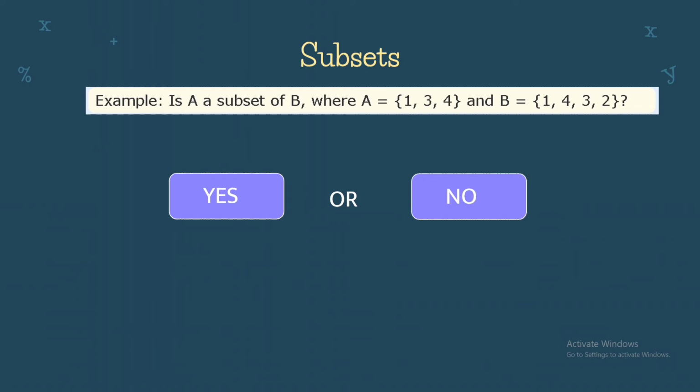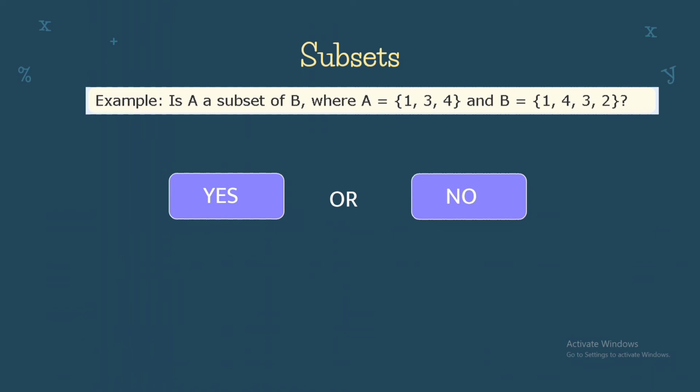We have another example here. Is A a subset of B where set A has an element of 1, 3, 4 and set B contains an element of 1, 4, 3, 2? So, it is a yes or a no. So, first, 1 is in A and 1 is in B as well. So far, so good. Then, second, 3 is in A and 3 is in B. So, correct. 4 is in A and 4 is in B. That's all the elements of A, and every single one is in B, right?